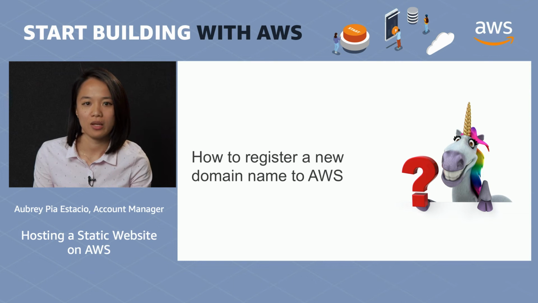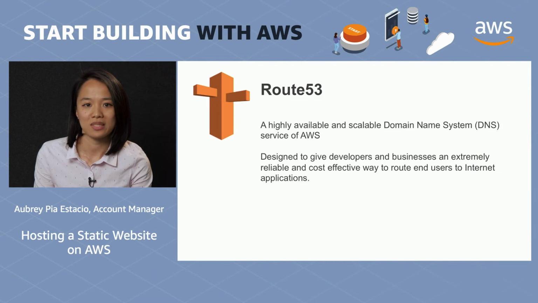Amazon Route 53 provides highly available and scalable domain name system, domain name registration, and health checking web services. It is designed to give developers and businesses an extremely reliable and cost-effective way to route end users to internet applications. Route 53 is a DNS service of AWS. If you have a new domain, you can register or transfer to Amazon Route 53.